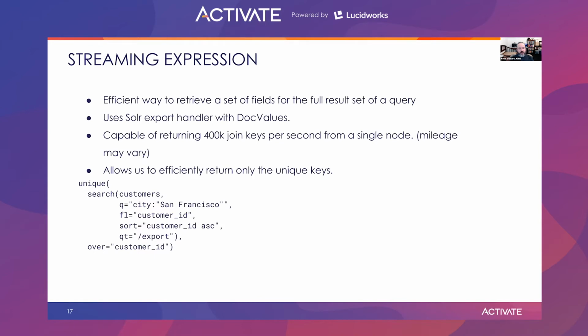One of the nice things about streaming expressions is that you can decorate the result set and do some post-processing on what's coming back. So streaming expressions allow us to wrap the underlying search against the customer's collection in a unique operator to ensure that we're only returning unique join keys. This avoids excessive network transport time for these operations. As we'll see later on in the slides, the network tends to be the bottleneck for a lot of these large-scale join operations.